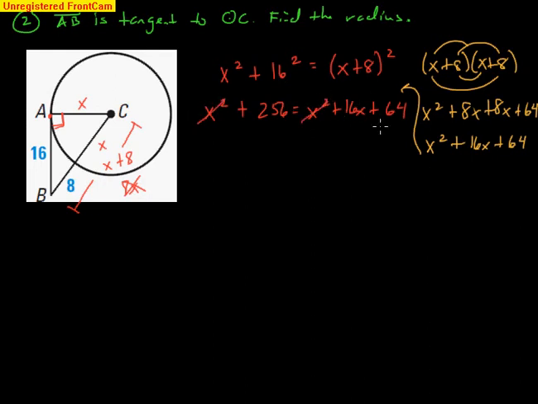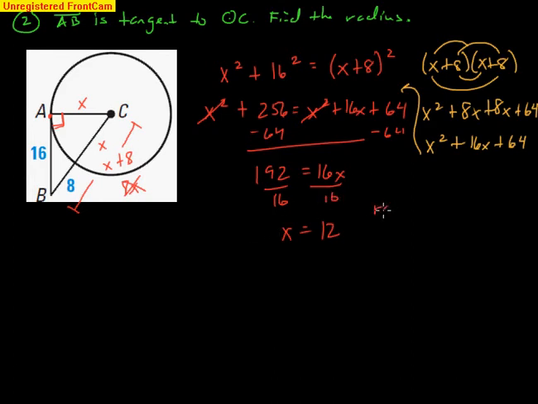You need to get the x by itself. Let's subtract 64. We get 192 equals 16x, and let's divide by 16. And we get 12. So the radius equals 12.